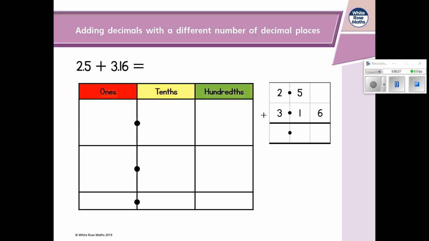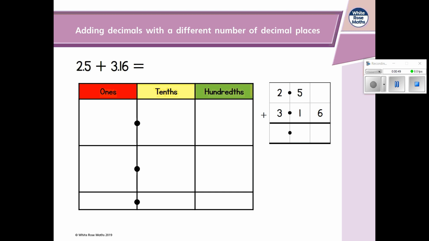Today we're learning about adding decimals with a different number of decimal places. Let's have a look at an example. 2.5 and 3.16. The first number has ones and tenths, but the second number has ones, tenths and hundredths.